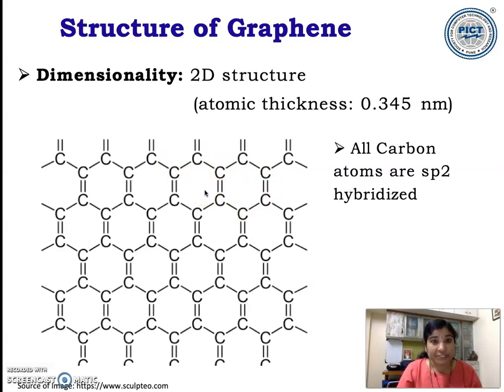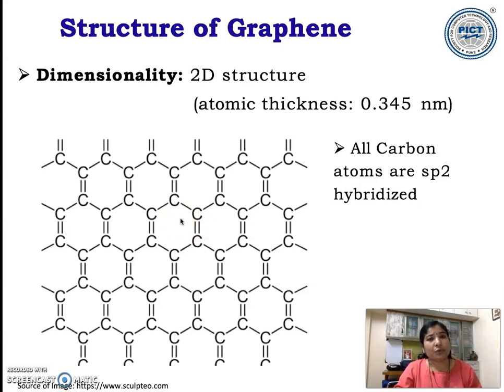As far as dimensionality is considered, it's a two-dimensional structure and the atomic thickness is equal to 0.345 nanometer. So this is what the structure is about. The structure of graphene is this: a honeycomb-like, hexagonal structure and a single atom thick layer.